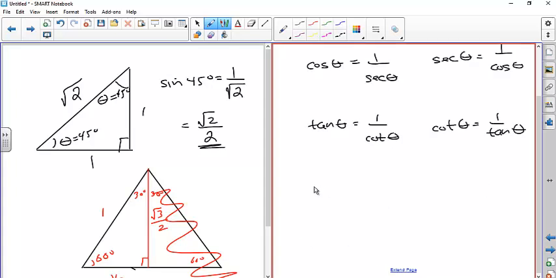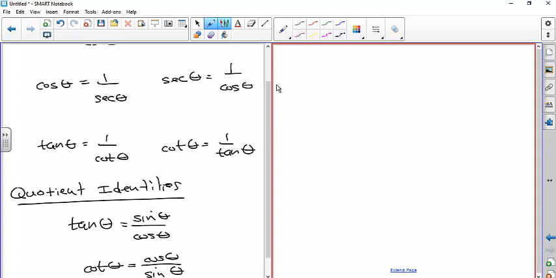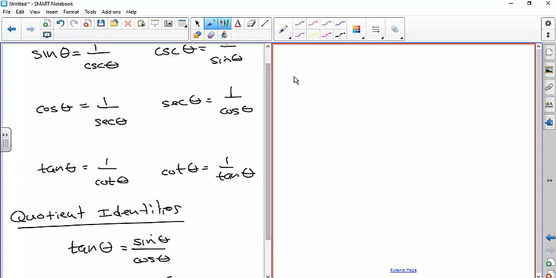Also, based on the definition of trig functions in terms of their side lengths, we have what are called quotient identities. There you have the tangent of theta is equal to the sine of theta divided by the cosine of theta, and the cotangent of theta is equal to the cosine of theta divided by the sine of theta. And then finally, you can combine the Pythagorean theorem with these definitions, and you end up with these Pythagorean identities.